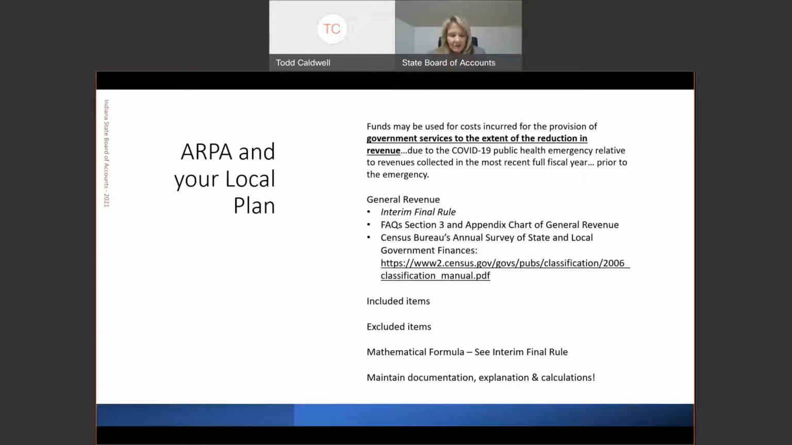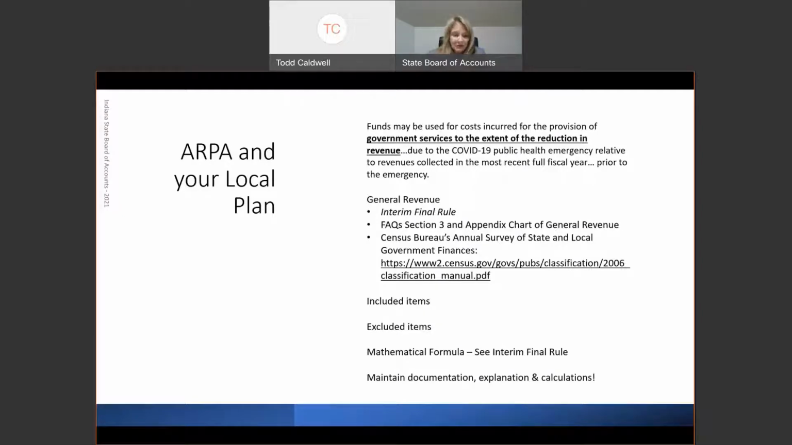The types of revenue that are included in this definition are stated in the interim final rule and the Census Bureau's annual survey of state and local government finances. So you can start with those definitions in the interim final rule and look through the frequently asked questions to find out more information on that. We also have put out some guidance on this that Todd's going to talk about a little bit later in his section. So you'll want to see that on our website.